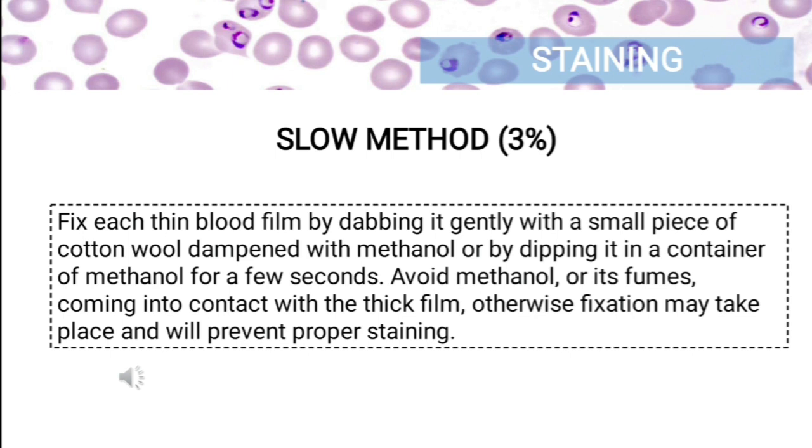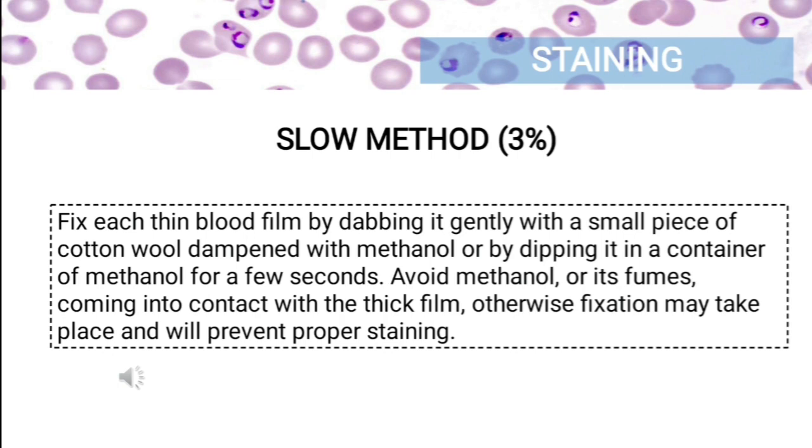Now let's proceed to the slow method or the 3% method. You must fix each thin blood film by dabbing it gently with a small piece of cotton wool dampened with methanol or by dipping it in a container of methanol for a few seconds. Avoid methanol or its fumes coming into contact with the thick film, otherwise fixation may take place and will prevent proper staining. So this method is less appropriate when a quick result is needed, but it is excellent for staining large numbers, 20 or more, of slides.